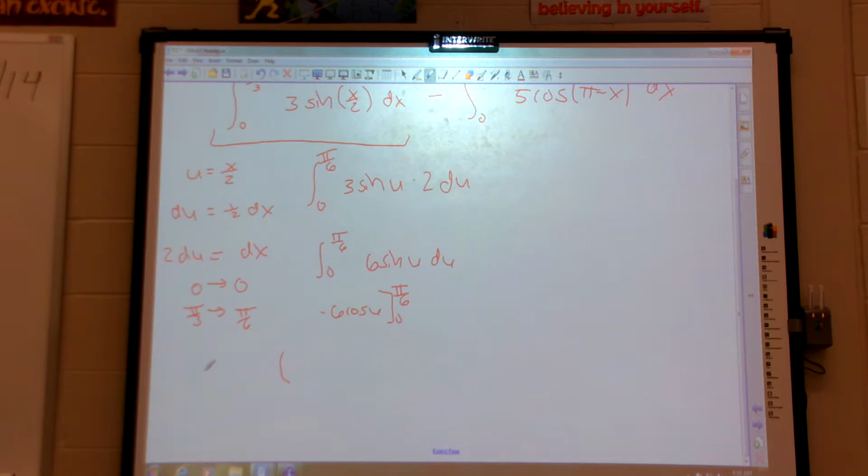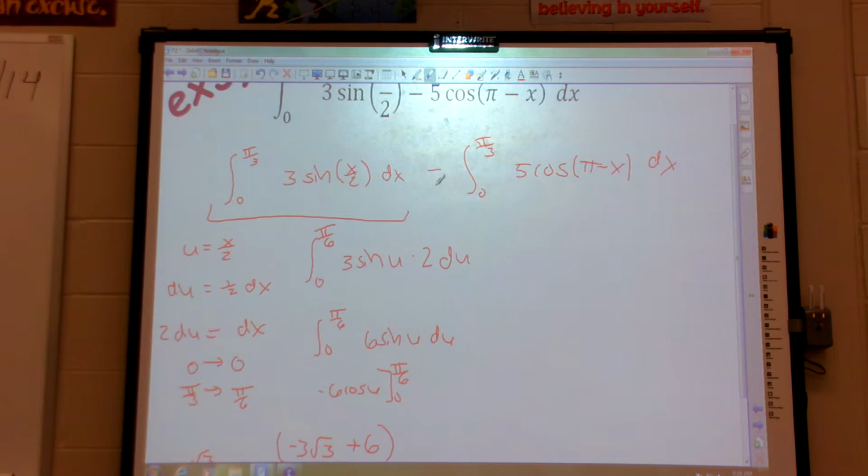Okay, guys. Pi over 6. What is cosine? Square root 3 over 2. But it's times negative 6. So square root 3 over 2 times negative 6 will end up giving me negative 3 square root of 3. What is cosine of 0? 1. So it's actually minus negative 6. With me there? Yeah. So that's the first part of my answer. Now I need to go back and do the other integral.